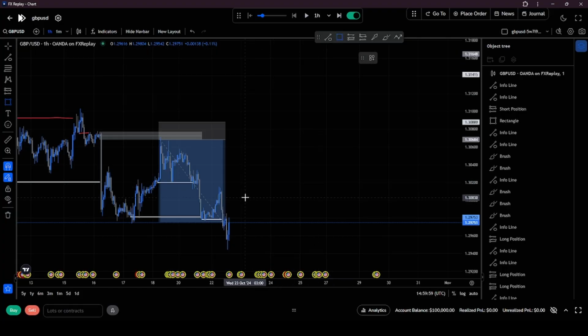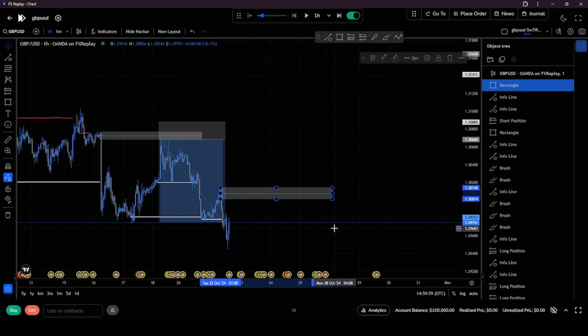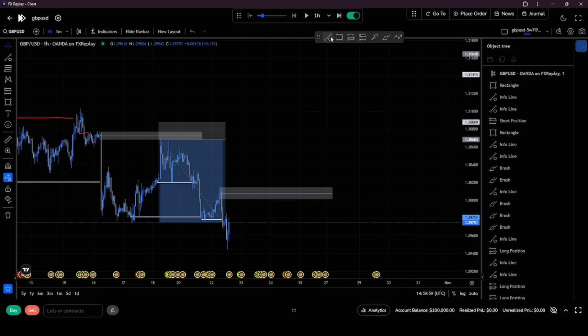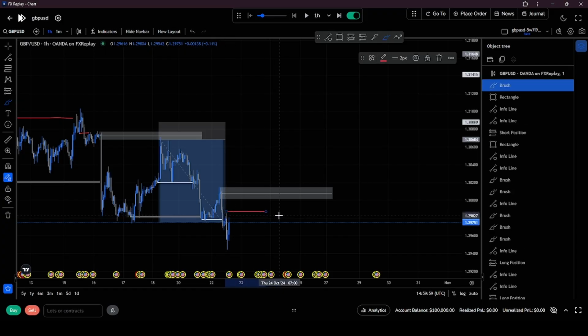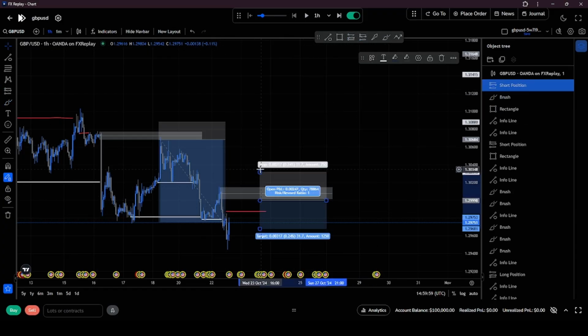Let's see for this zone. Okay. And then we have the liquidity here. Okay, which is our inducement. Let's see for that zone.